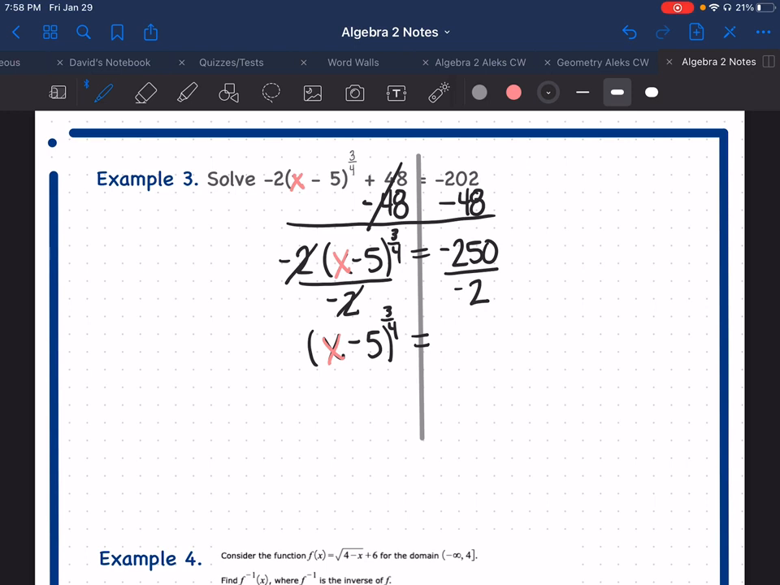This is going to be 125. I'm going to raise this now to my reciprocal power. So I'm going to flip the fraction and put 4/3. I'm going to go ahead and flip the power. I'm going to go over to Desmos and put that in so that I can see what 125 to the 4/3 power is.